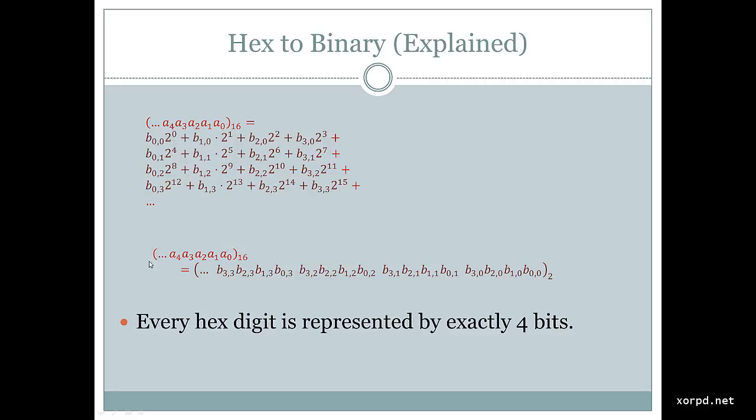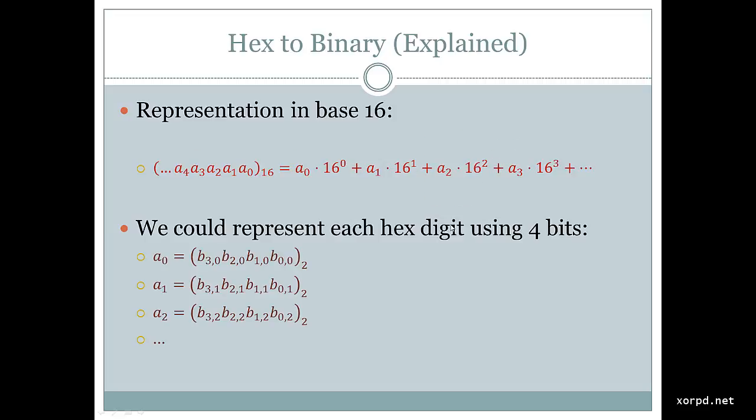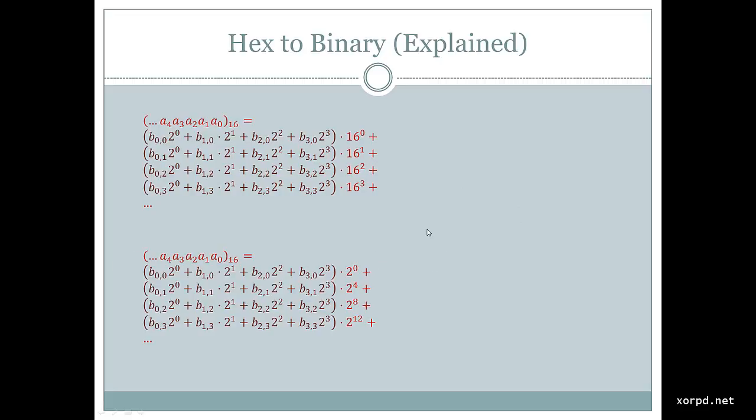The original number is written here, and on the other side we have groups of 4 bits, where every such 4 bits, if you remember, represent just one number. For example, those 4 bits, B00, B10, and so on, in the beginning they represented A0. We can go back just for a moment to see this. For example, we can see it here. A0 was originally B30, B20, B10, B00 in base 2.